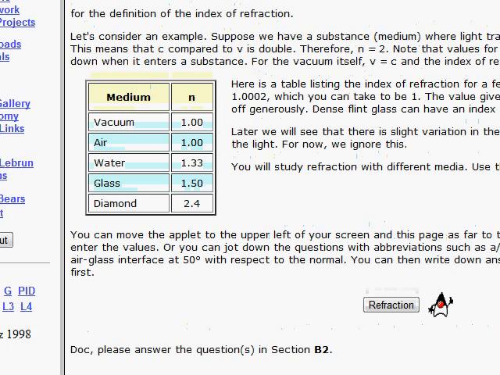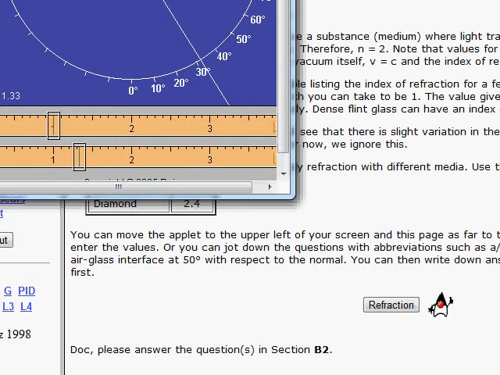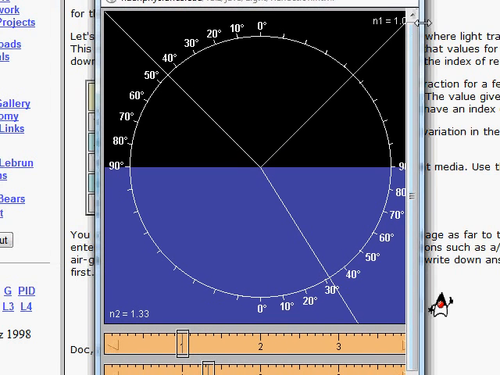Memorize the index of refraction for a few cases. Vacuum is 1, air is 1, close enough to vacuum, water is 1.33, glass is 1.5, diamond 2.4. Then to see it in action, we go here to this applet.